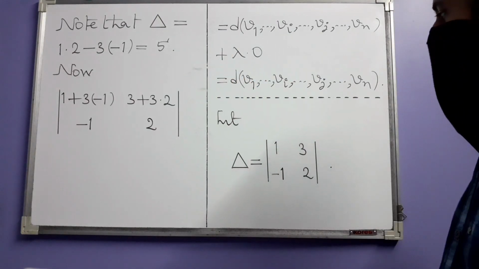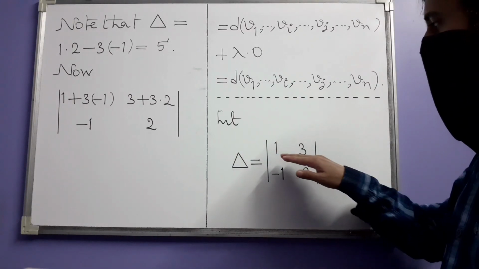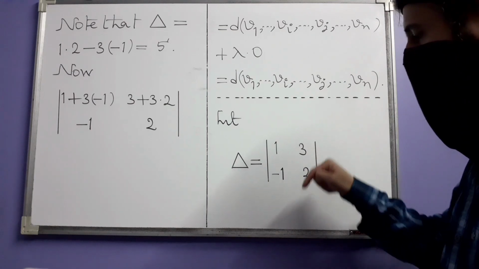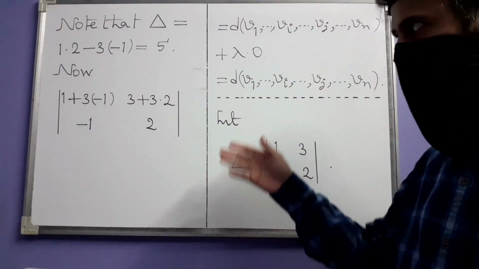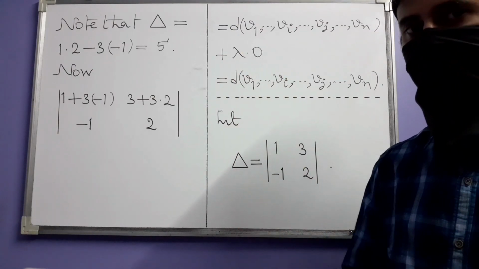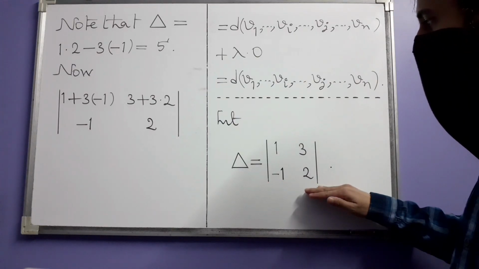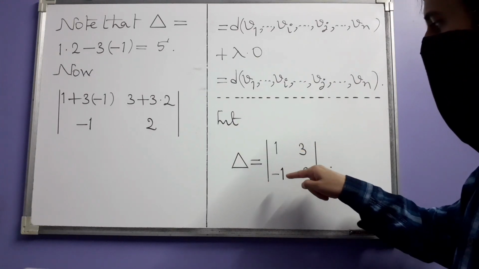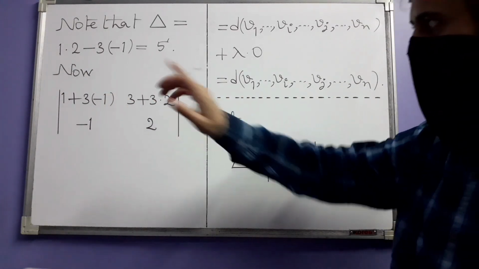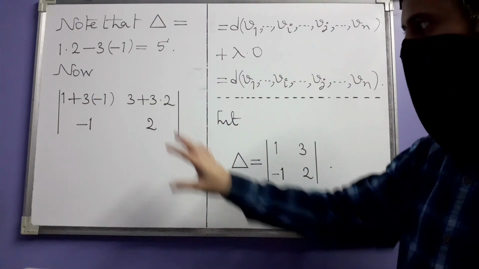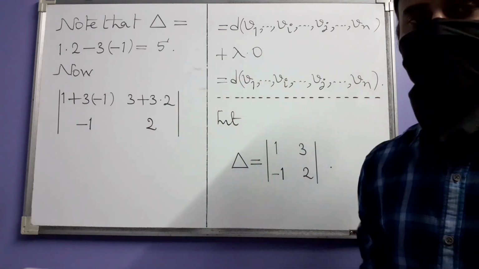Now say I change the determinant. What I do, I add to the first row 3 times the second row. Alright, just like we added lambda times the jth row to the ith row in the general case, here we are adding 3 times the second row to the first row. That means 3 times minus 1 plus 1 and 3 times 2 plus 3. Alright, so this is our new determinant, and that general calculation we started with this one.